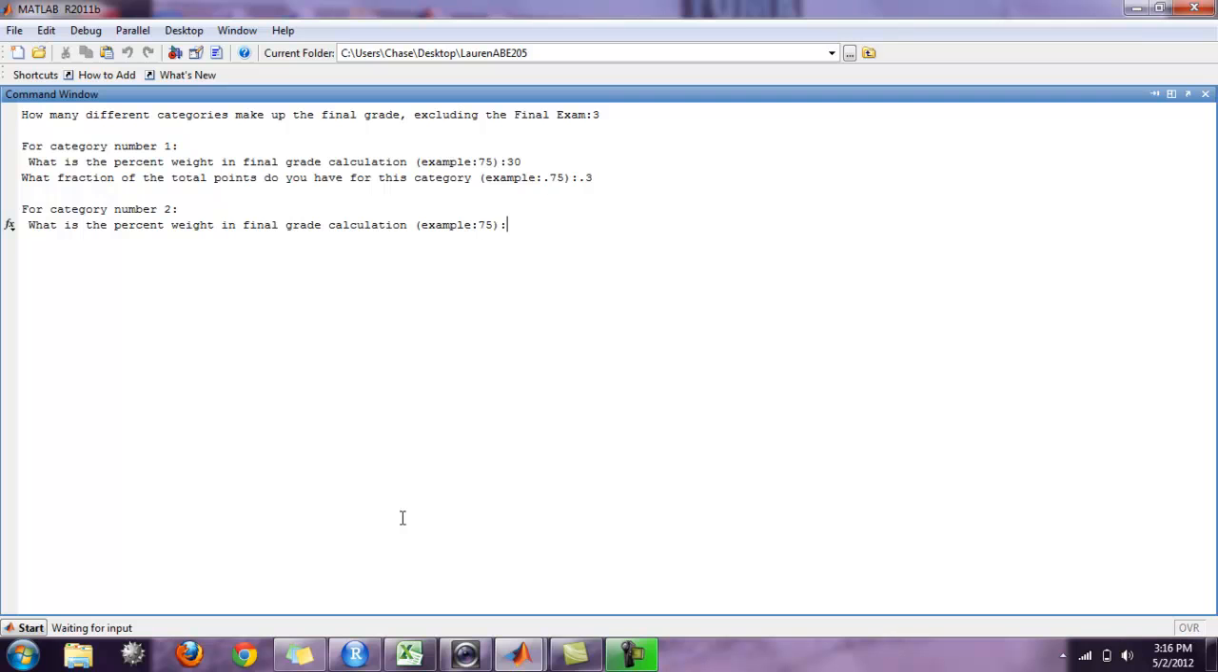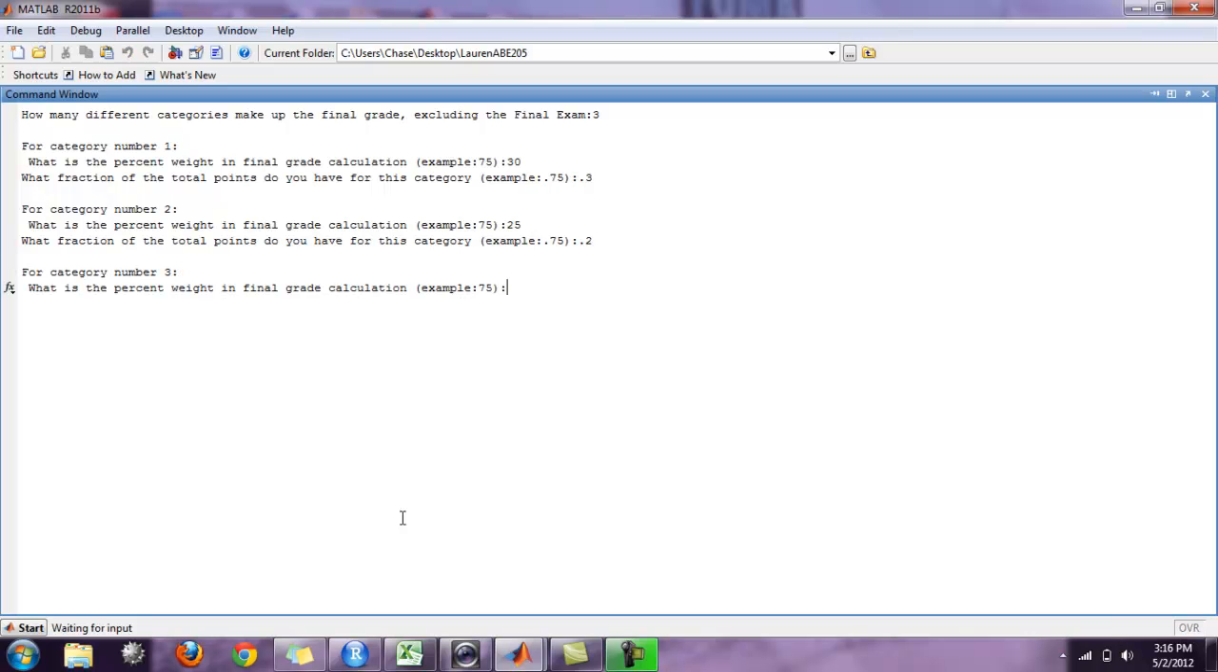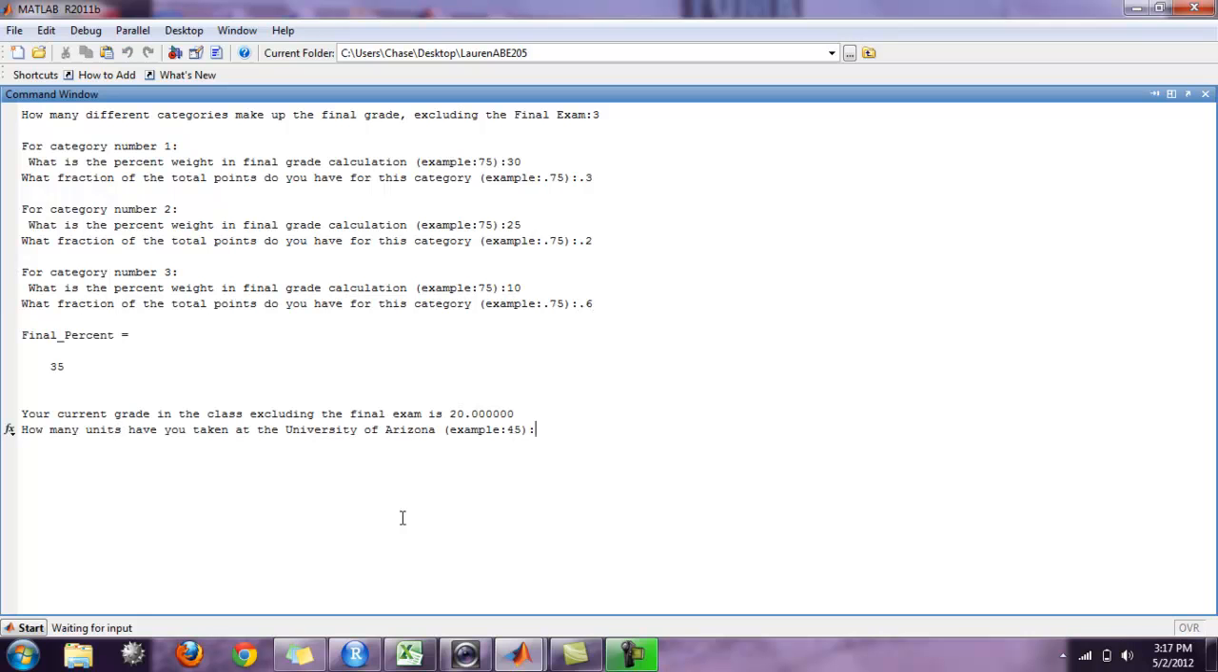So the quiz category is 25. Let's say we're really not doing well there, and we have 20% of all the points. And the final category would be homework, which is 10. And let's say we're doing better, but still not good, with 60% of all the points there. So then it calculates your final grade percent, which you can see is the same as before, 35%. And it'll give you your current grade just as before. However, it's only 20.